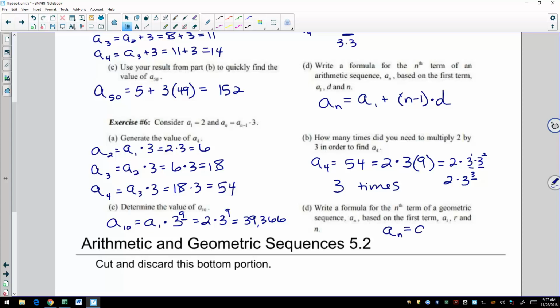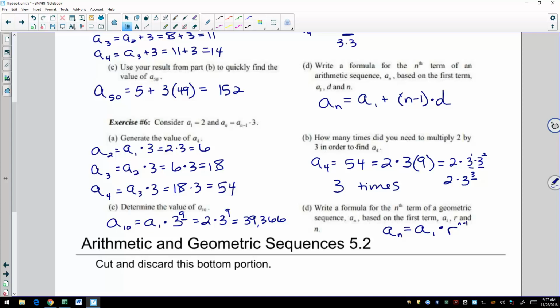So to come up with our formula, to find any term, a sub n, you need the first term times whatever the multiplier is. In our case, it was 3. They told us that we were multiplying by 3. And you're going to raise that to the n minus 1 power. So 1 less than whatever term you're finding.